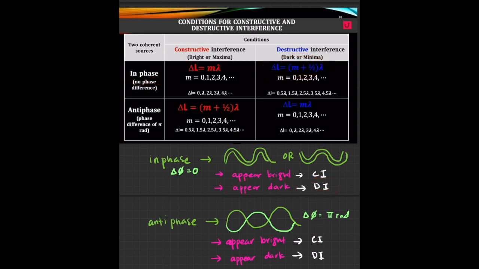But for antiphase, when two sources overlap and appear bright, we use the constructive interference equation. If it appears dark, we use the destructive interference equation for antiphase. Antiphase means that delta phi is pi radian.